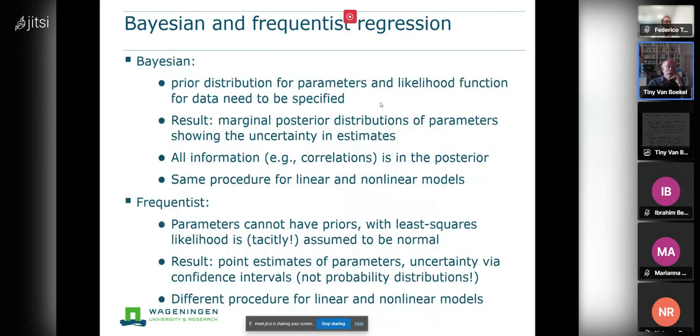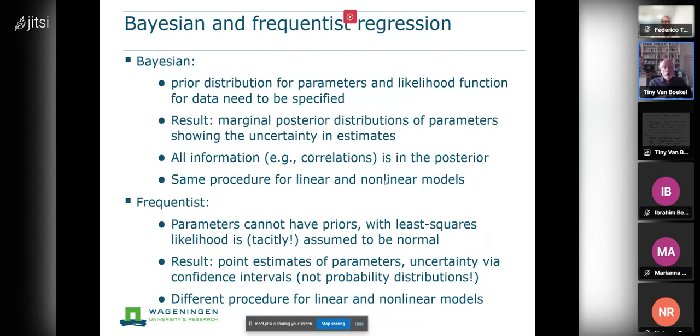Now, looking again at the differences and similarities between Bayesian and frequentist regression, as I have showed you, the software needs specified prior distributions and likelihood functions. And as a bonus, you get the complete posterior distributions showing all the uncertainties, and possible further calculations can be done. And in the Bayesian world, it does not really matter whether you have a linear or a nonlinear model. It is because the sampling takes place from the model that you specify, and the software doesn't care whether or not it is linear or nonlinear.